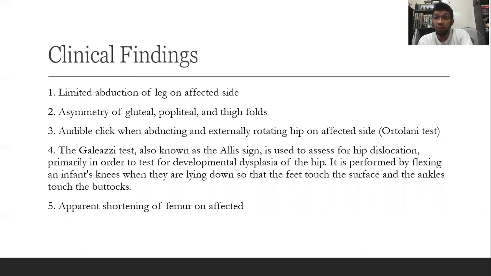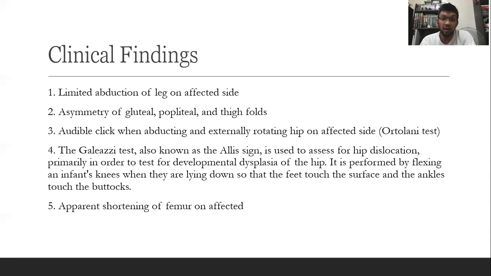And when we attempt to abduct and externally rotate the hip on the affected side, we are going to hear an audible click. You will hear a clicking sound. This is known as the Ortolani sign. Ortolani test is when we do this to the child who has DDH. Ortolani sign is the description of the clicking sound that you hear when we abduct and externally rotate the hip of the affected side.